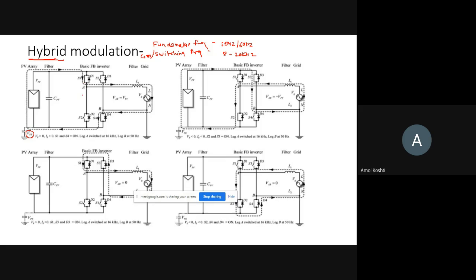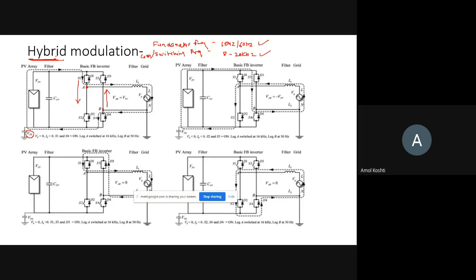One of the switches from leg A. This is the A point, and this entire part is referred to as leg A. This is the B point, and these two switches are from the B leg. So S1, S2 are from the A leg, S3, S4 are from the B leg. One switch from one leg is switched at the fundamental frequency, and the remaining switch from the different leg is switched at the switching frequency. By using this the output is produced, and that is the reason it is named hybrid modulation.